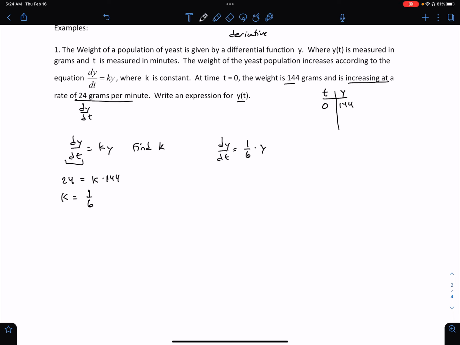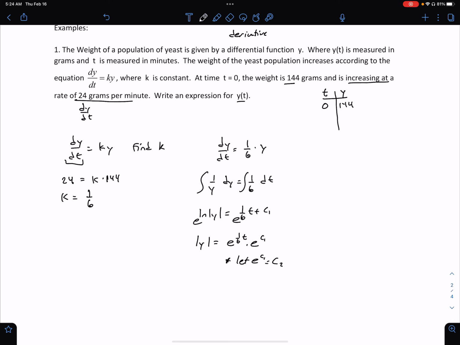All right, so solving this, I can just bring the y over. I get 1 over y dy equals 1/6 dt. Integrating, we get the natural log of y equals 1/6 t plus C1. Exponentiate, we get the absolute value of y equals e to the 1/6 t times e to the C1. And again, we're going to let e to the C1 equal just C2. And we get y is plus or minus C2 e to the 1/6 t.